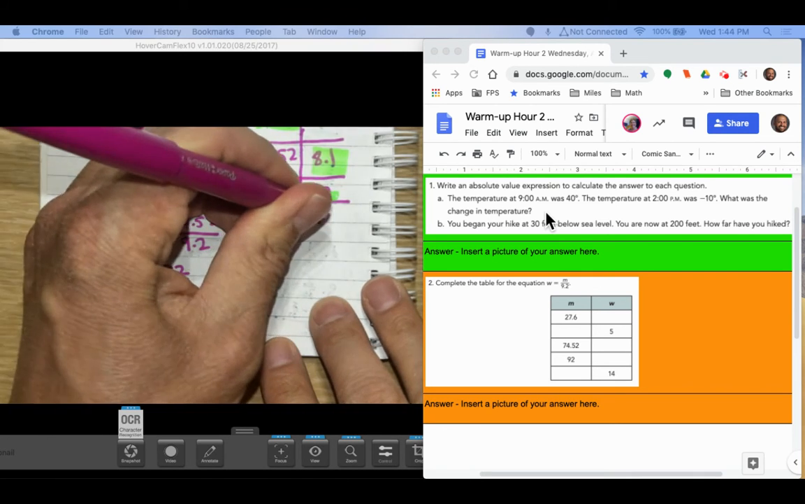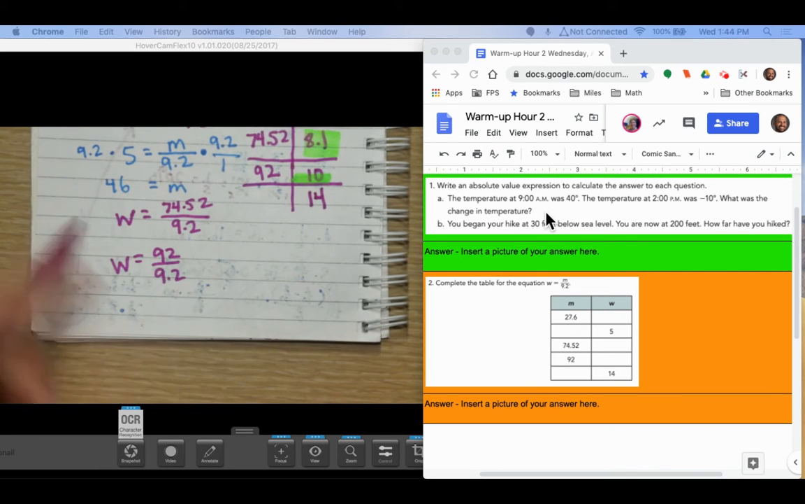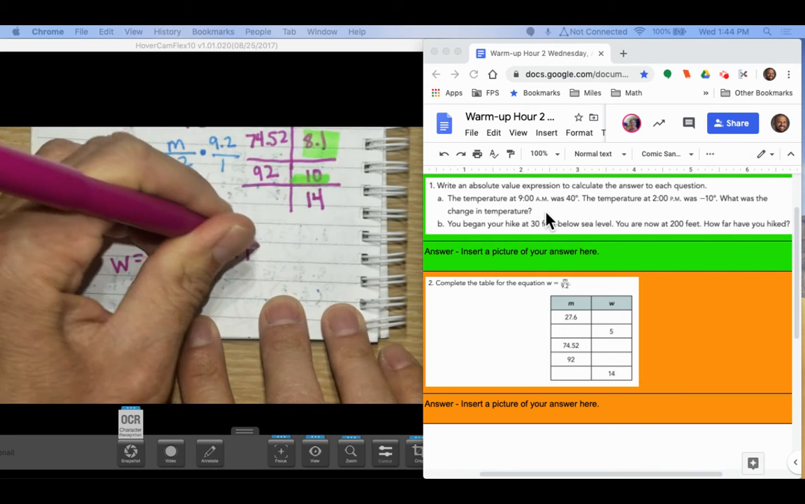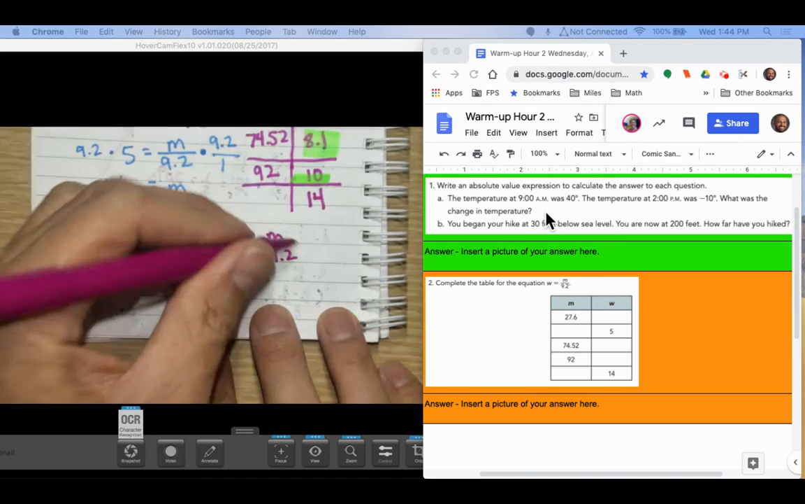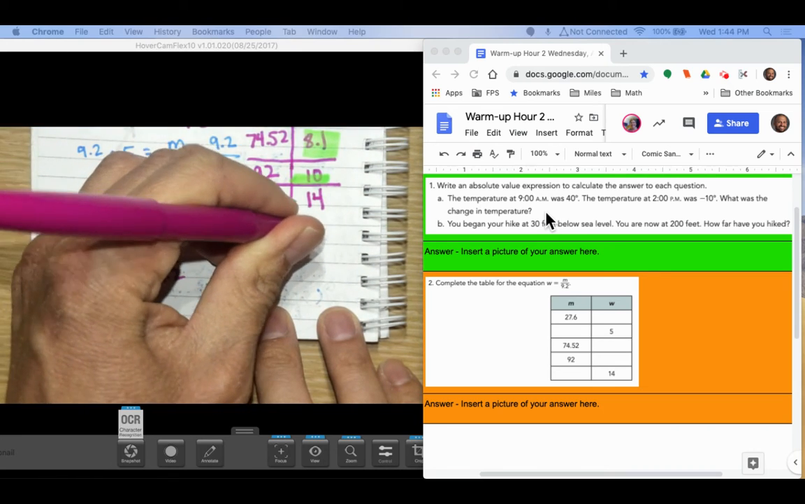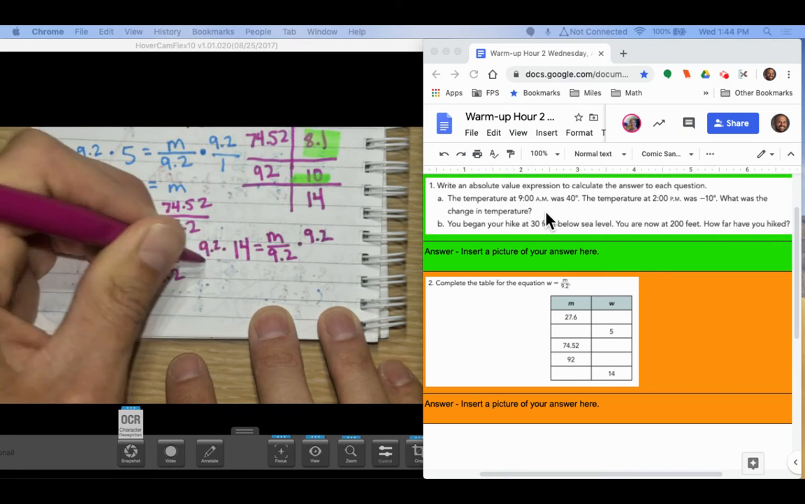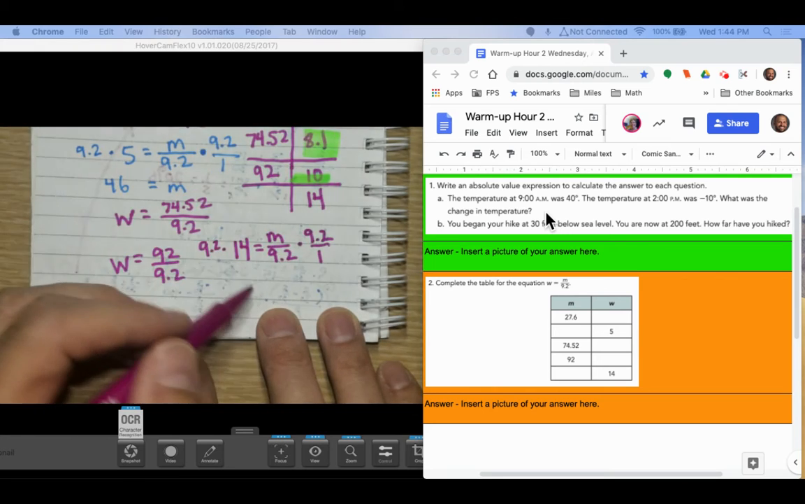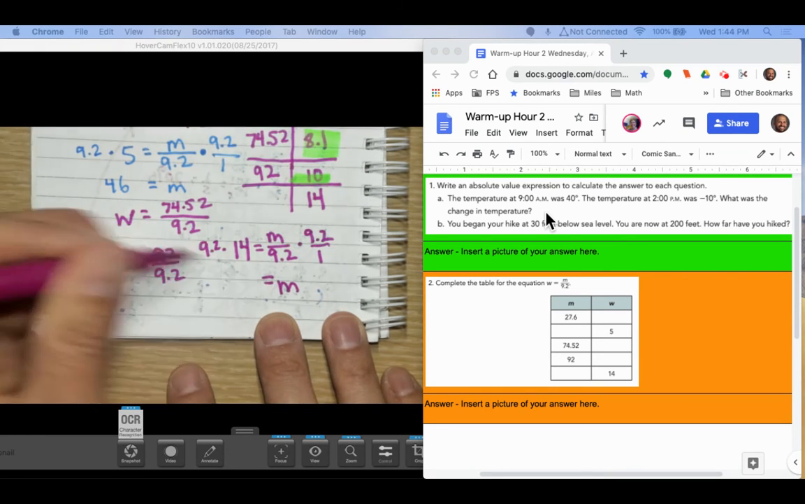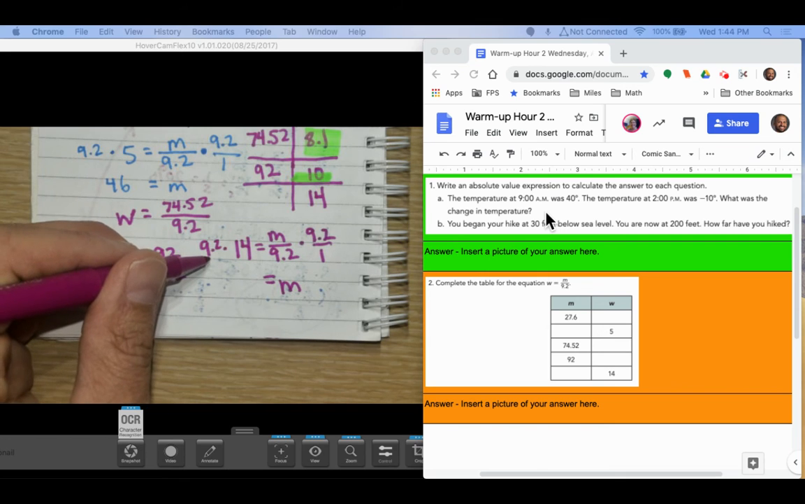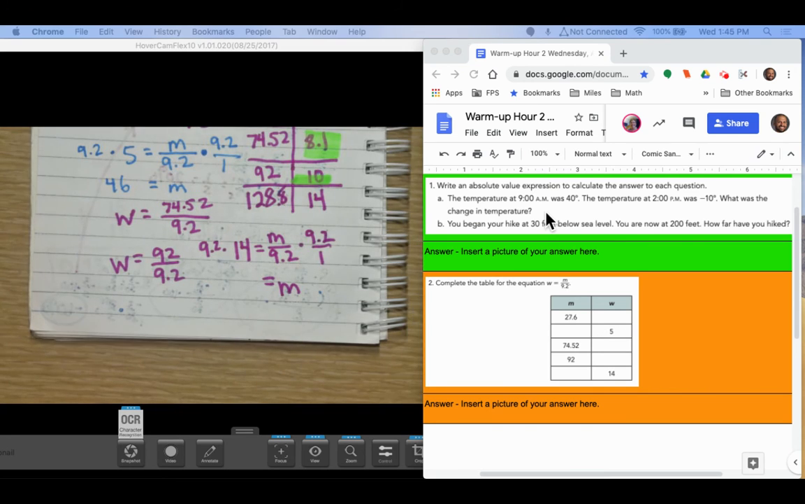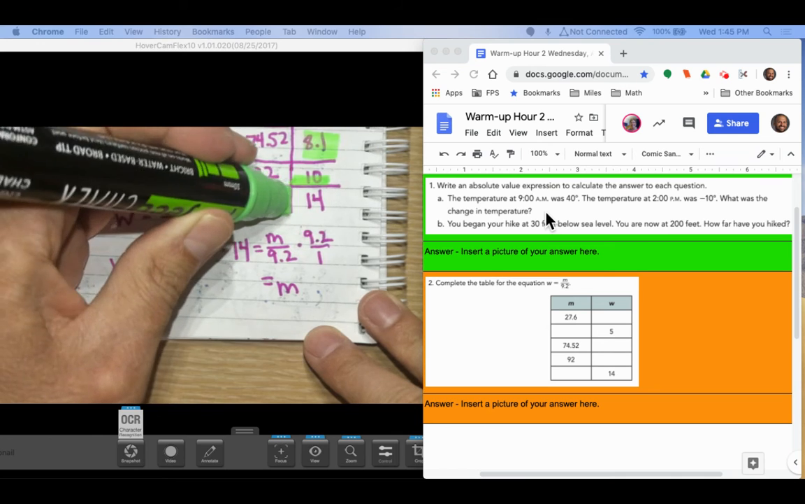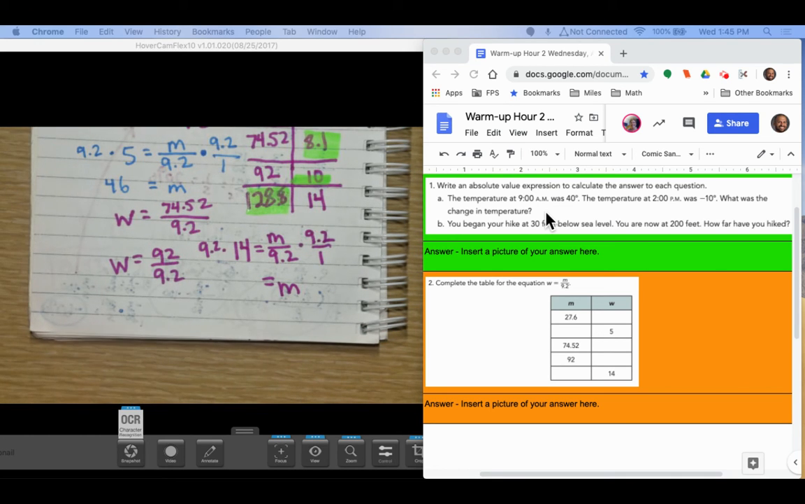Last but not least, they give me 14, but this time 14 is going to be W, so 14 equals M divided by 9.2. Same thing as before, this is division. The opposite of division is multiplication, so I multiply both sides by 9.2. The right side will be equal to M. The left side will be 14 times 9.2, and that gives me an answer of 128.8. And so that is going to be my right answer for that question.